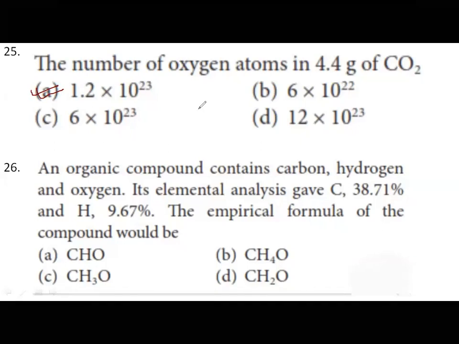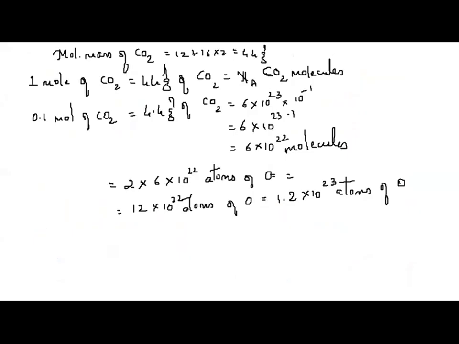An organic compound contains carbon, hydrogen, and oxygen. Its elemental analysis gave carbon 38.71% and hydrogen 9.67%. The empirical formula of the compound would be. So they have asked us to do empirical formula. Okay, now see here. We have elements. They have said we have carbon, hydrogen, and oxygen. What is the percentage of carbon given? The percentage of carbon is 38.71.